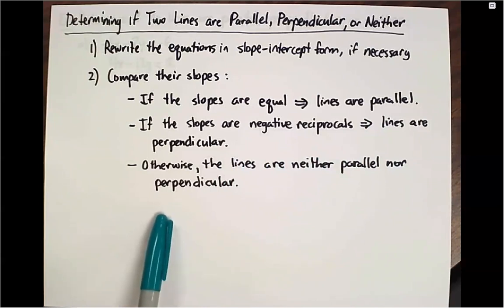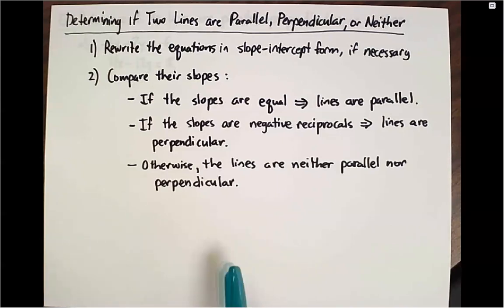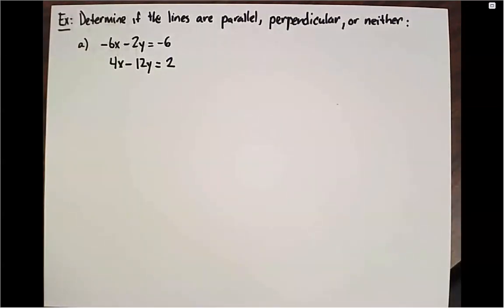So we're going to look at examples of this. The first few questions on your homework for this section are this: are these lines parallel, perpendicular, or neither? So here are two lines. Negative 6x minus 2y equals negative 6, and 4x minus 12y equals 2. Are they parallel, perpendicular, or neither?